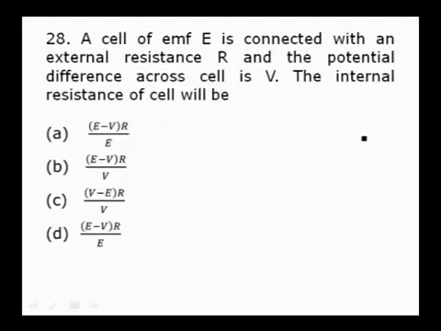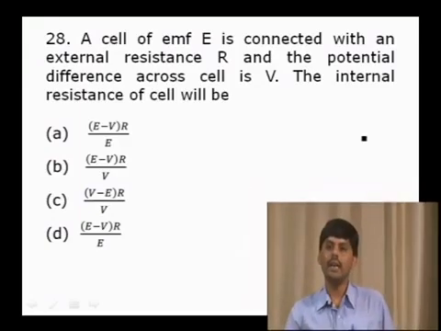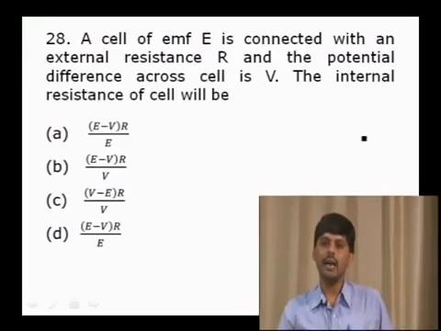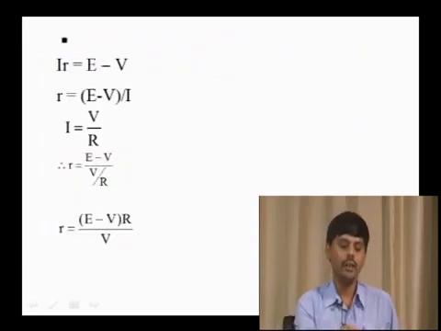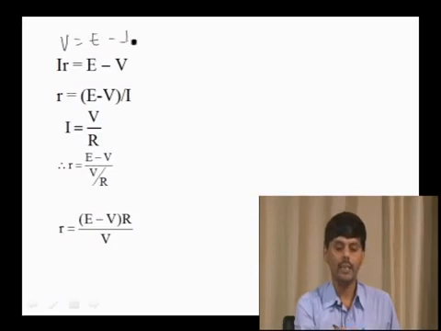Yes, question number 28. A cell of EMF E is connected with an external resistance R and the potential difference across the cell is V. The internal resistance of the cell will be: A, EVR divided by E, B, EVR divided by V, option C, E minus V divided by E, minus VR divided by V, and D, E minus V divided by R divided by E. Okay.